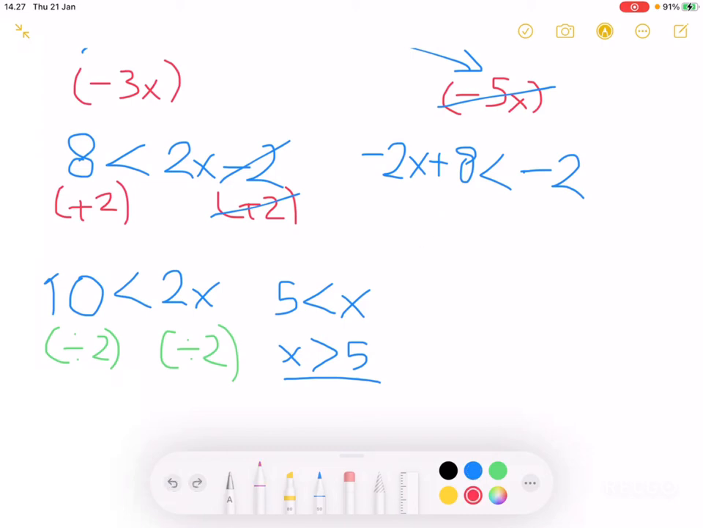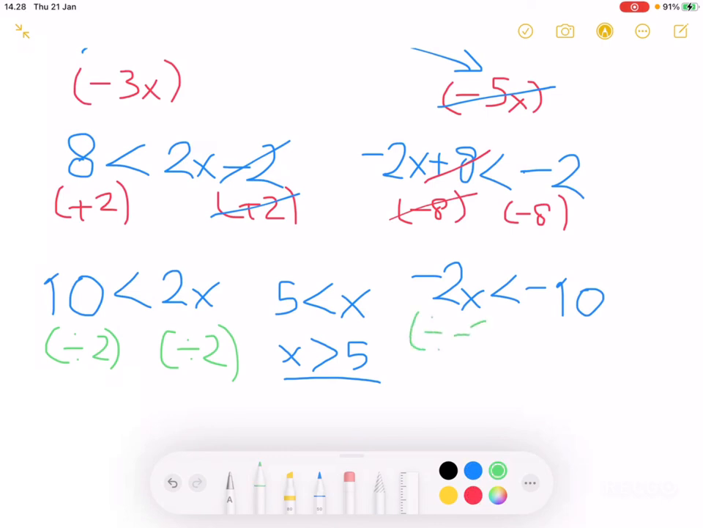I'm going to subtract 8 on both sides, so these cancel. I have negative 2x is less than negative 2 minus 8, which is negative 10. Using the first tip, we divide by negative 2 on both sides, and notice we divided by a negative number, so the inequality sign flips. We'll have x, flip this, and negative 10 divided by negative 2 is positive 5. This is exactly the same.